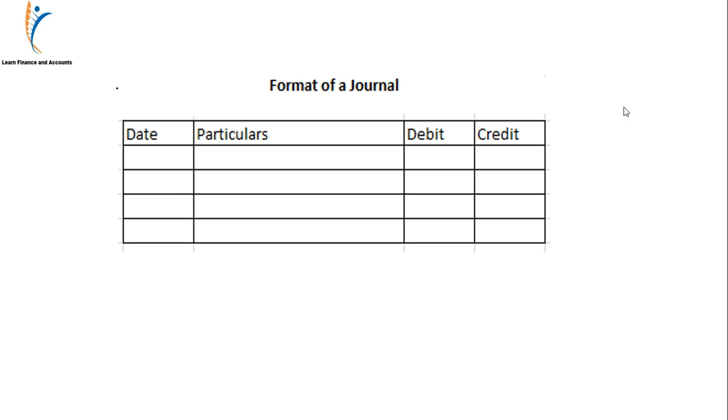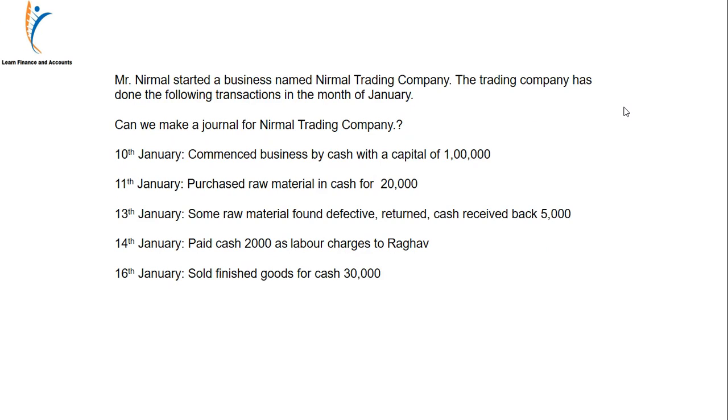Now let us put the transactions in the form of a journal. Can we put? Yes, we can put. How? First, we have to write date. Second, we have to write particulars. Third, we have to write debit. And fourth, we have to write credit.